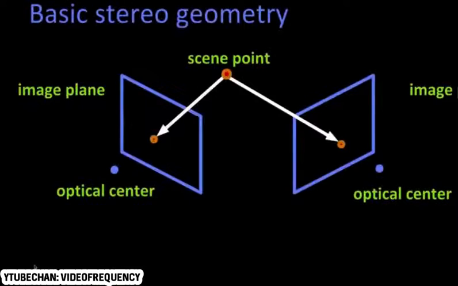So now let's think about the geometry of stereo and get to the mathematics. The basic idea is this. If I have two cameras, and remember cameras are defined by their optical centers, and they're both looking at some scene point, if I can figure out which two points in the two cameras are the same point, and furthermore, if I know something about which way the cameras are pointed, then I can figure out the depth of that point.